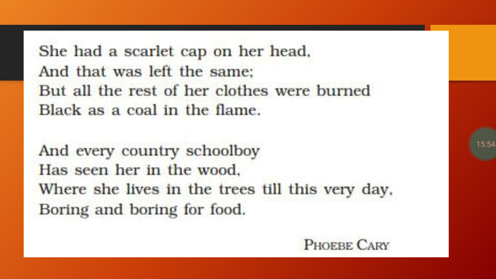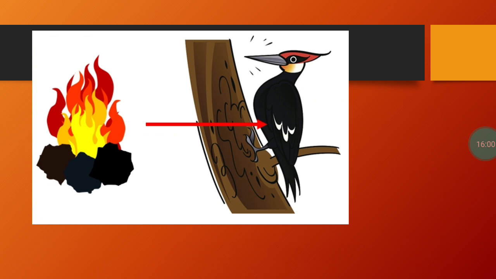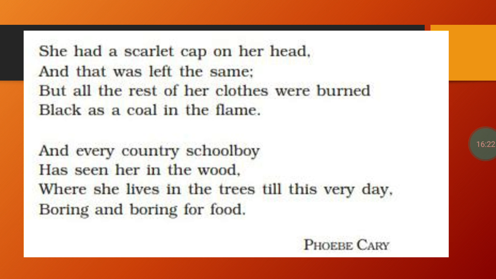Have you seen the last two lines? All the rest of her clothes were burned black as a coal in the flame. See, here it is. Have you seen her picture? So when she flew up to the roof through the chimney and flew out in the form of a bird, then what is its color, children? Its color has changed to black. How? The woman's remaining clothes had burned and turned black in color, just like a coal. Okay. So the last stanza, the concluding stanza.